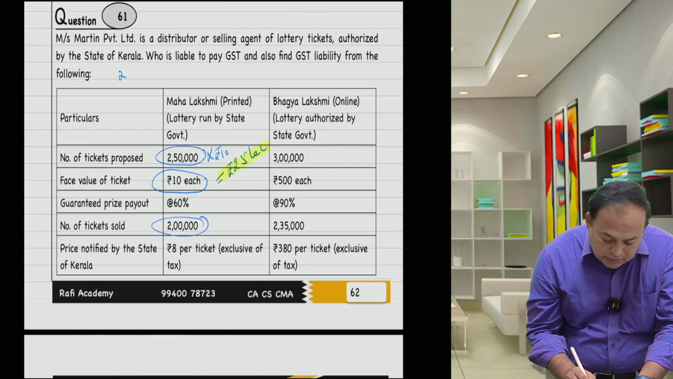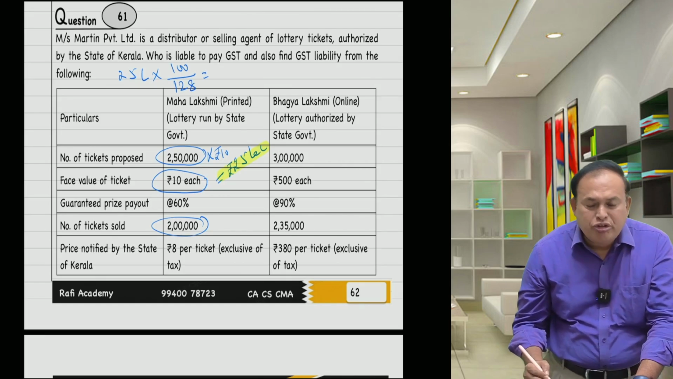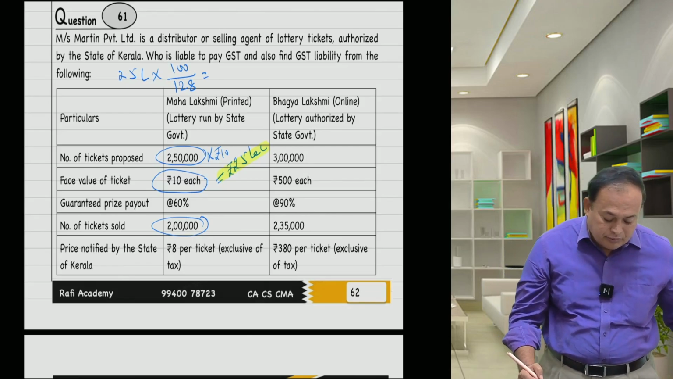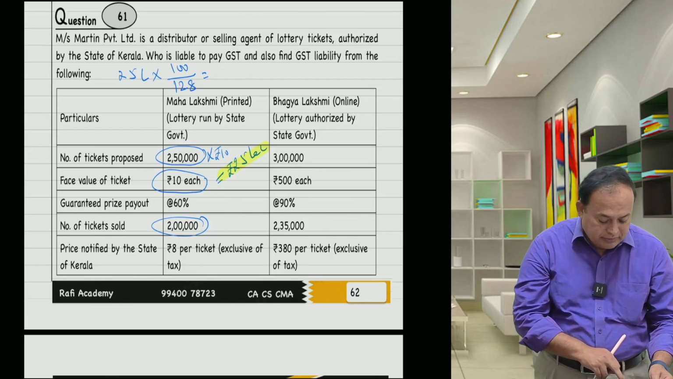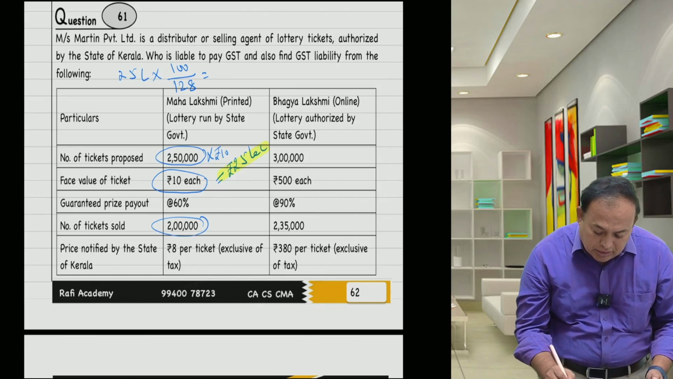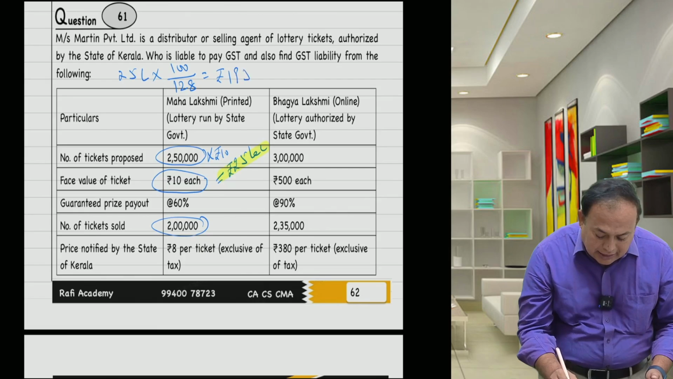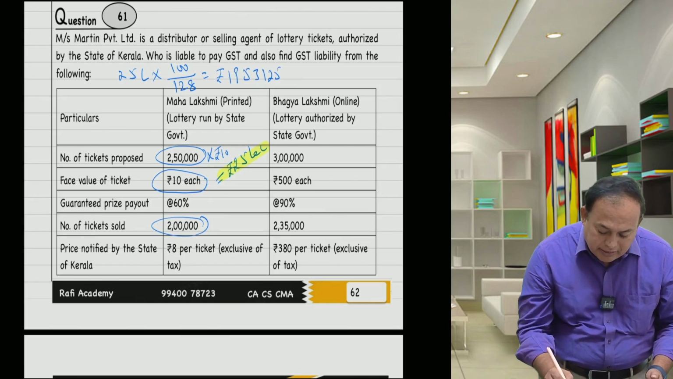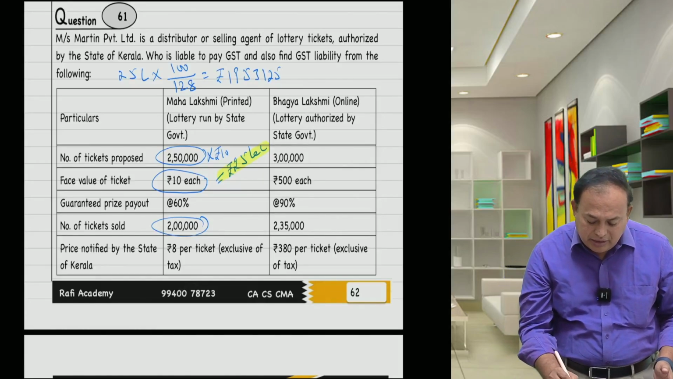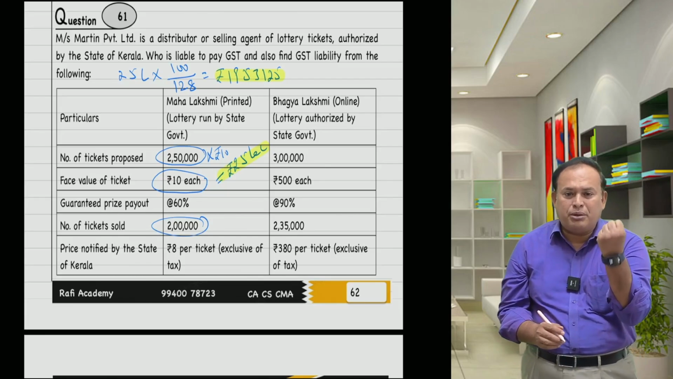Therefore, 25 lakh multiplied by 100 divided by 128. You will get the value exclusive of GST. How much comes here? 25 lakhs into 100 divided by 128. You will get almost 19 lakh 53,125, my dear. 19 lakh 53,125 is the value. Keep this value in your hand for Mahalakshmi.